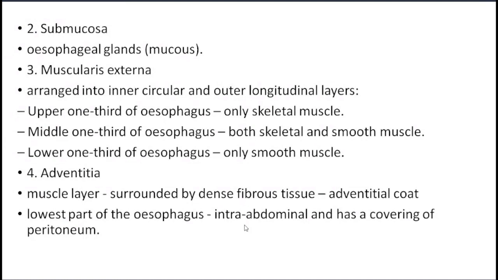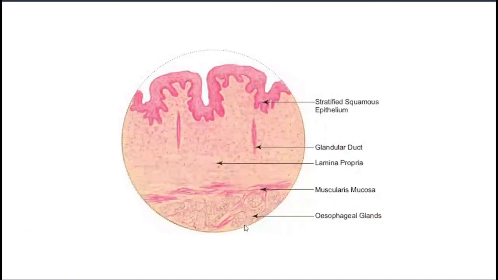Now we are coming to the stomach. Again you can see this is the slide. You can see these are the mucosal folds. This is the stratified squamous epithelium, and here you can see this is the glandular duct. This is lamina propria. Here muscularis mucosa, and in the submucosa you can see mucous glands. So with the help of this esophageal gland and this stratified squamous epithelium, you should be able to identify it.